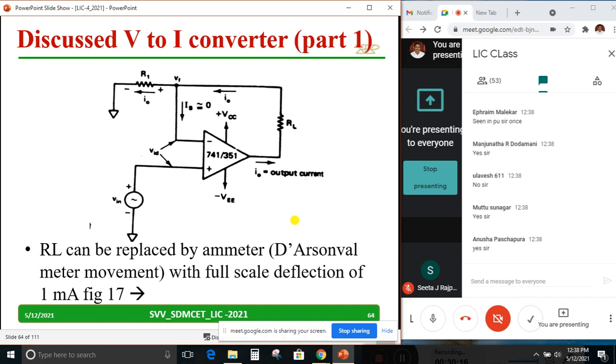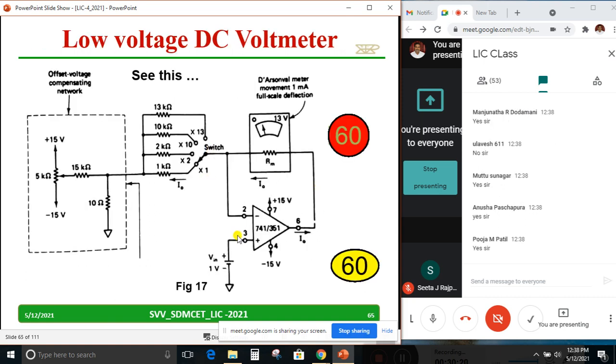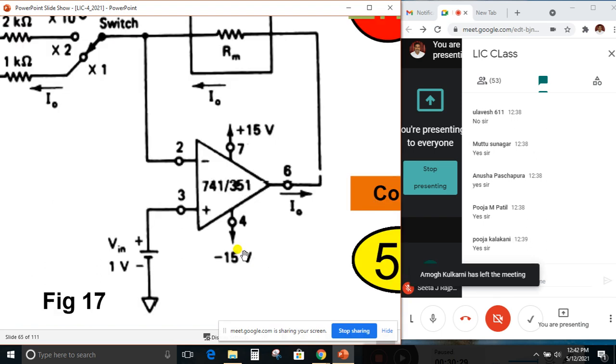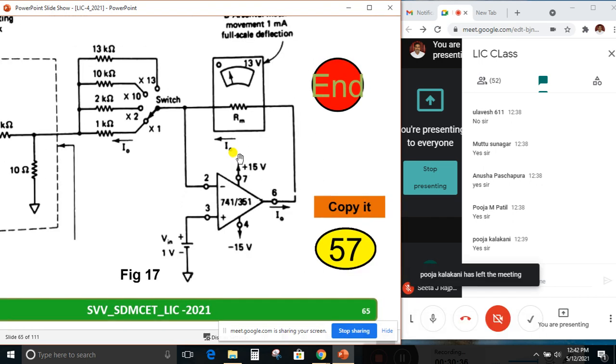Thank you. And now let me go to the next circuit, and you people can take a minute or two and try to copy down this. I'll give you the 2 minutes. Then we'll have a discussion. Other than pin numbers, you can note down the circuit diagram.